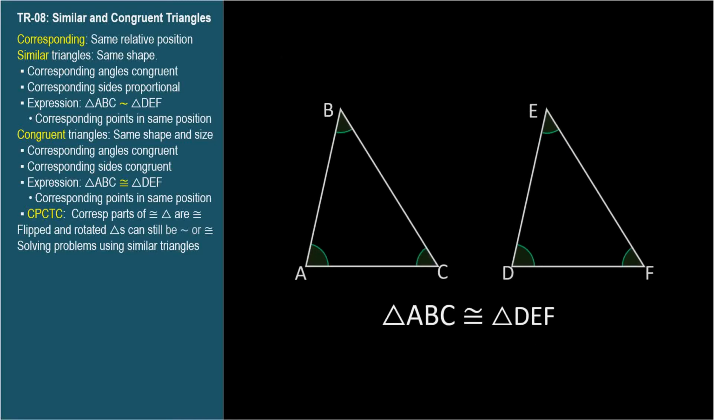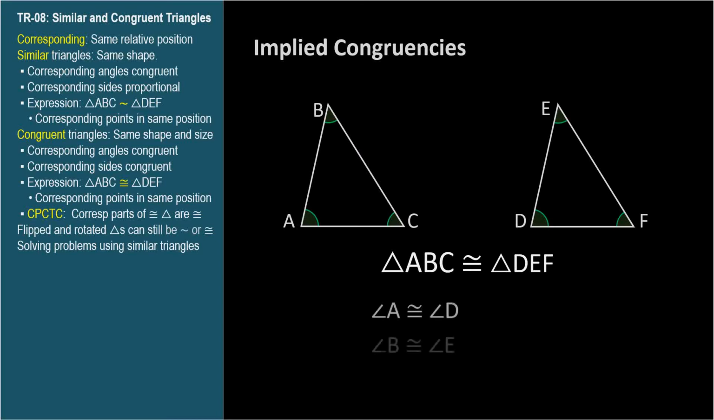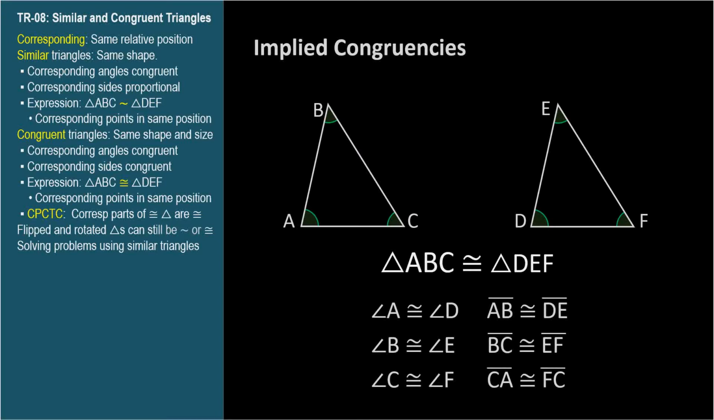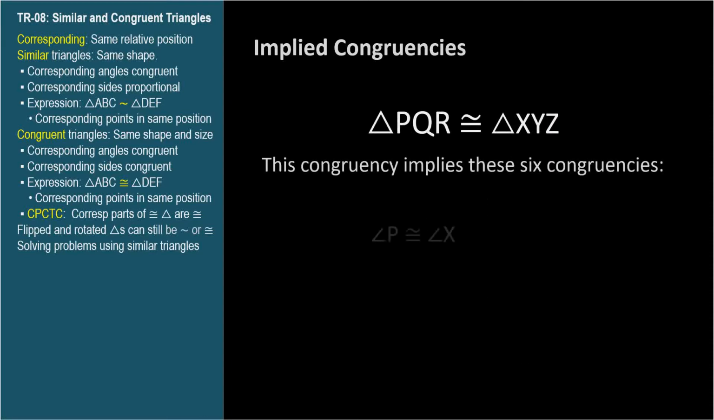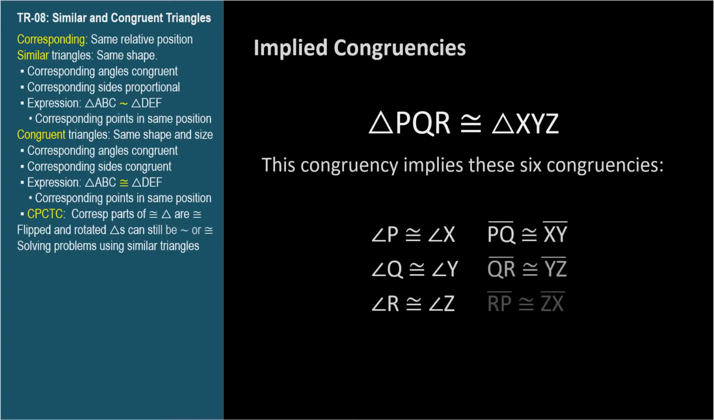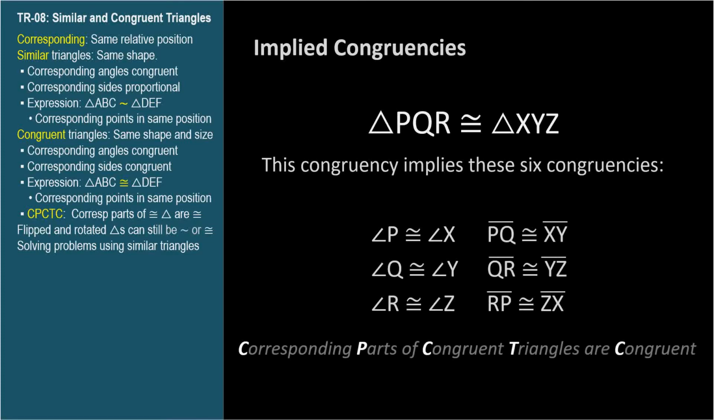When two triangles are congruent, there are 6 congruencies implied, the 3 angles and the 3 sides. Since the points are listed in corresponding order, the congruent sides can easily be identified since their endpoints are in corresponding position. So side AB is congruent to side DE, for example. In fact, when given a congruent statement, you don't even need to see the triangles to know the implied congruencies.